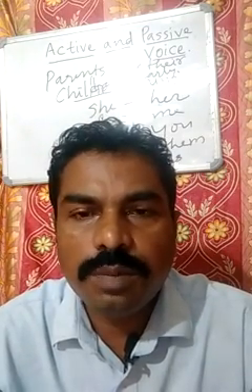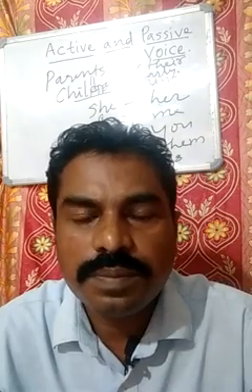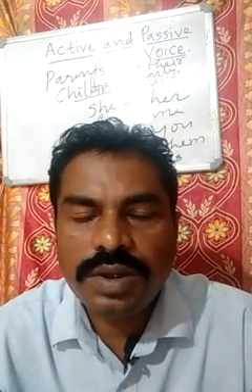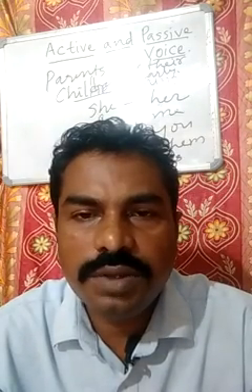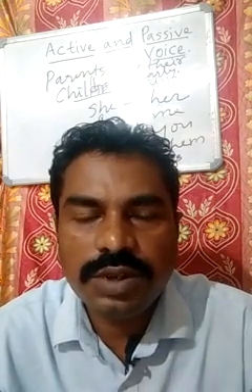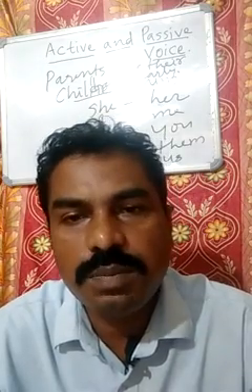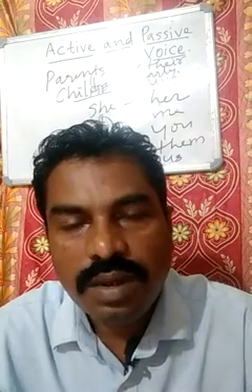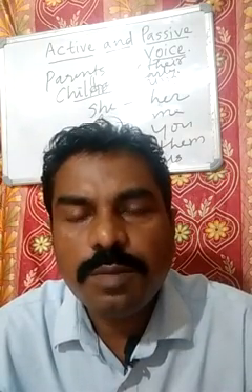"They are reading a book." "A book is being read by them." "They are writing letters." "Letters are being written by them." So in that way you can change a sentence which is in present continuous form in the active voice to passive voice. Next comes the present perfect tense.